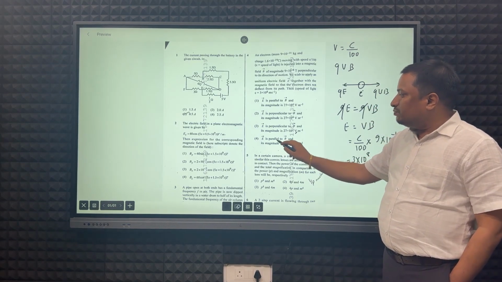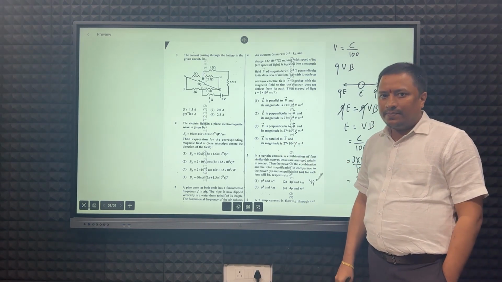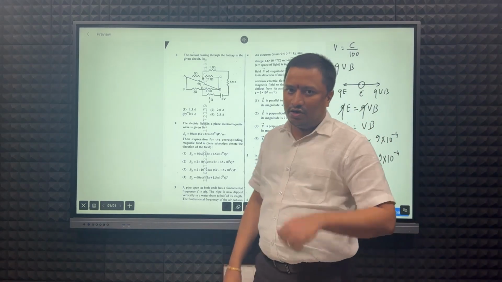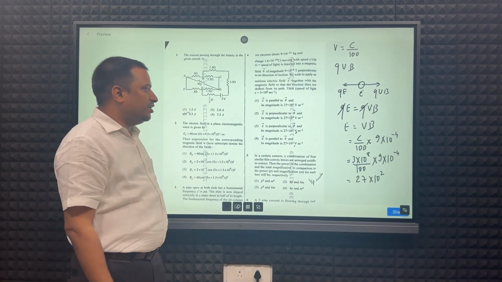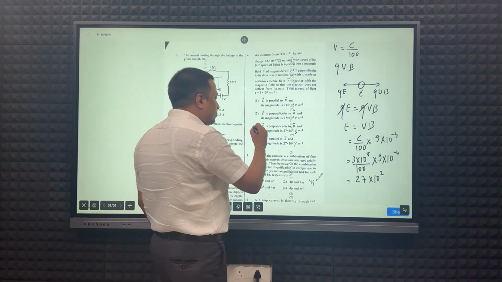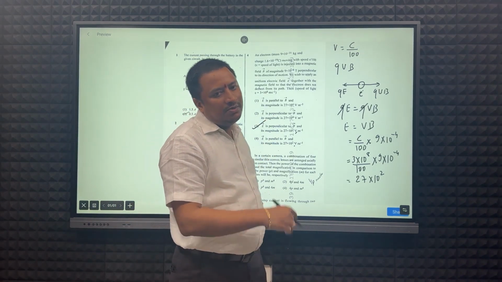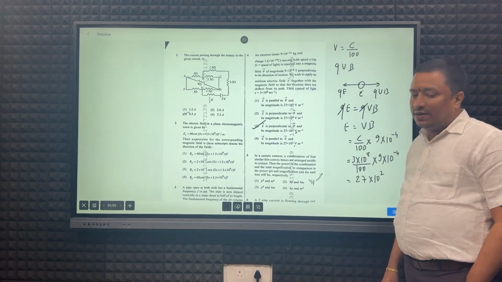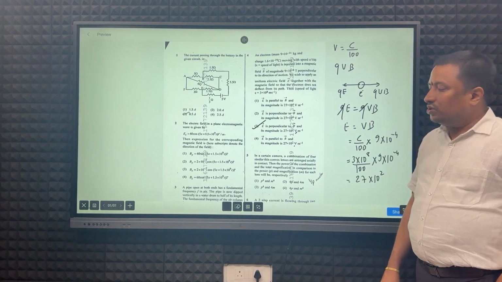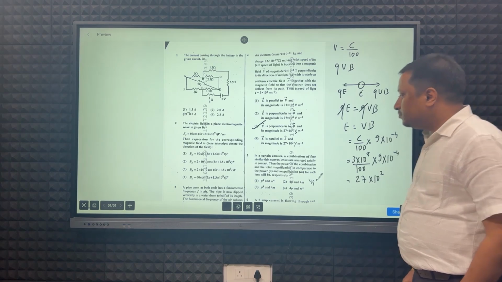See, electric field is parallel to B, not possible. If electric field is parallel to B, the force will not be applicable. Which force? Either magnetic force will not be applicable or electric field. So electric field must be perpendicular to B. That will be the correct answer. That is third option. This is question number 4. Question number 4, option 3 will be correct.